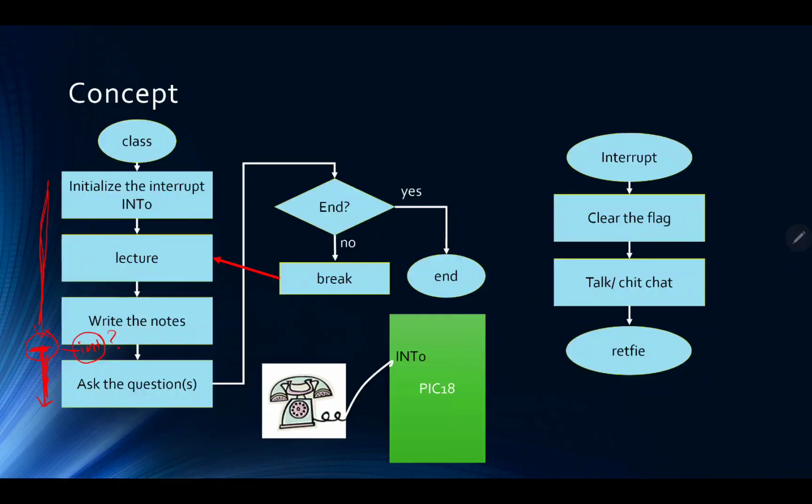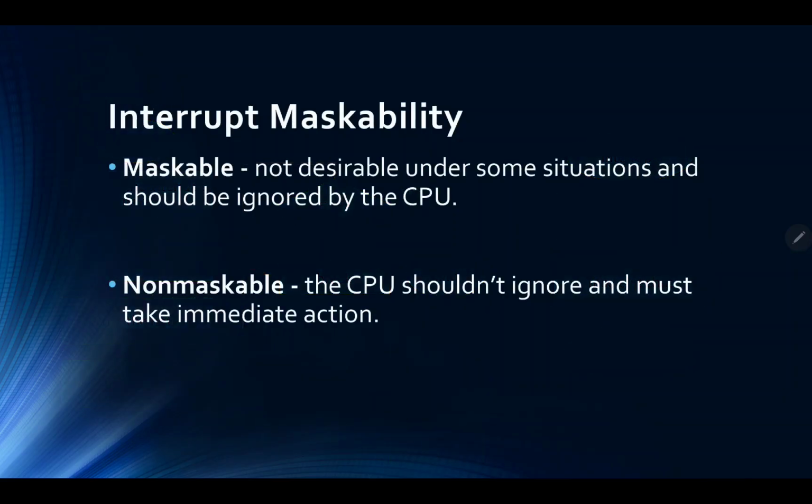I'm not going to go through the flow chart now, but later when we explain the concept, it'll be easier. When we look at interrupt maskability, these are some of the terms, so just bear with me. There are two types of interrupt maskability: maskable and non-maskable. Maskable interrupts are interrupts which you can enable or disable.